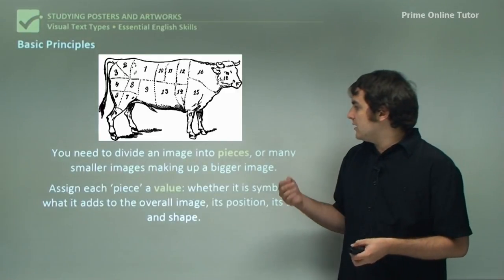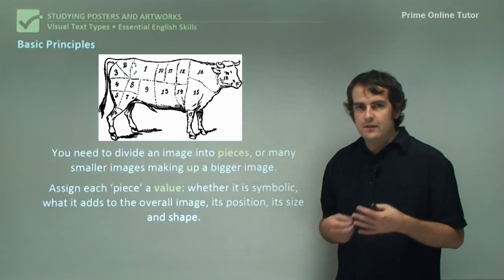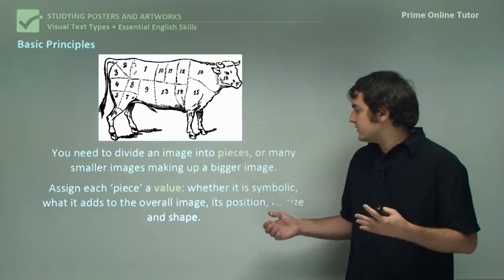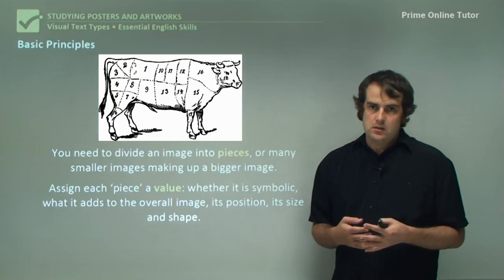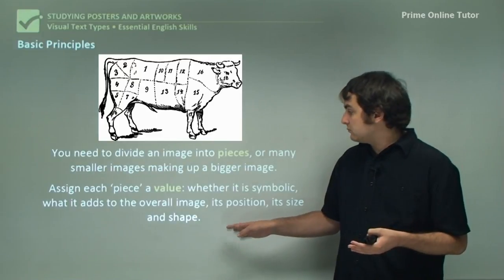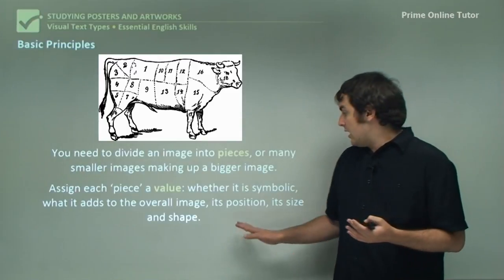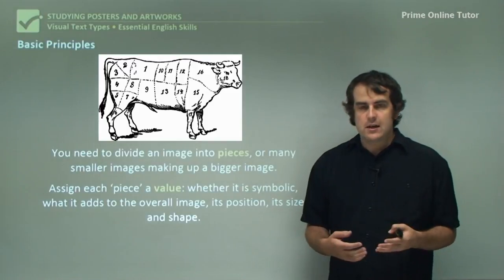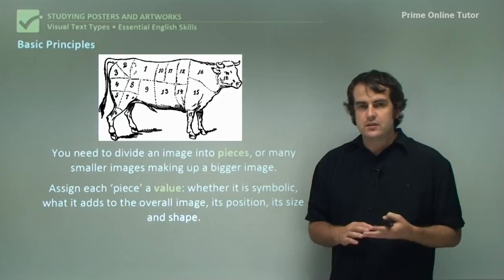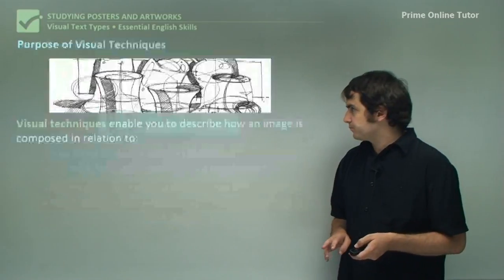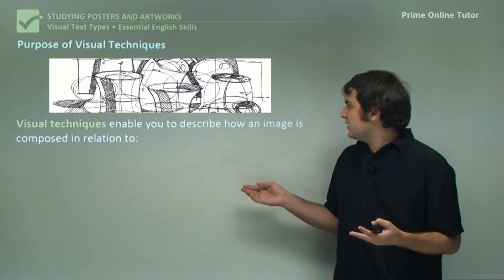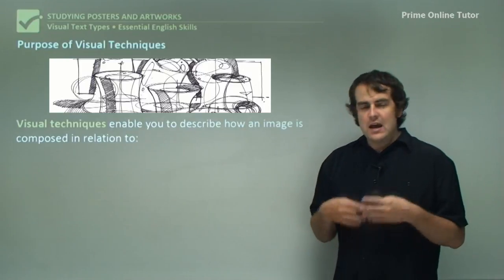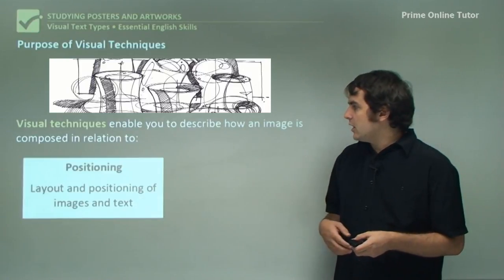All right. You also need to assign each piece a value, as in what it does and what it adds to the image, whether it's a symbolic piece, whether it adds to it, whether it actually has an effect, its position, its size, and its shape. So make all these different considerations about it. The purpose of them is to describe an image and how it's composed, and you do it in relation to a couple of things.